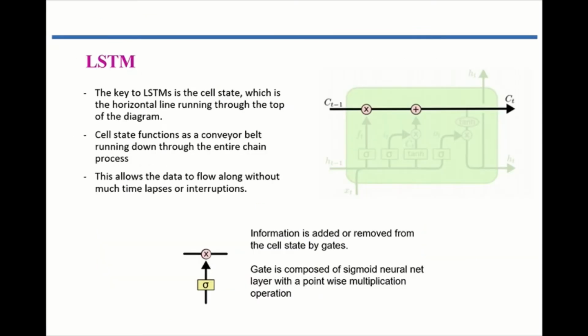The key to LSTMs is the cell state, which is a horizontal line running through the entire chain process. The cell state acts like a conveyor belt, which allows the data to flow along without any time lapses or interruptions. Information is added to or removed from the cell state by gates, which are read, write, and forget. A gate is composed of a sigmoid layer with a pointwise multiplication operation. Let's see how each of the gates interacts with the cell state.